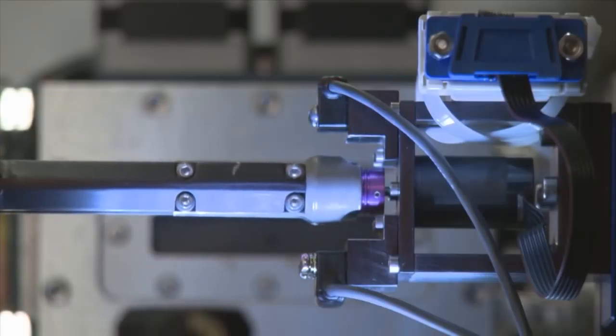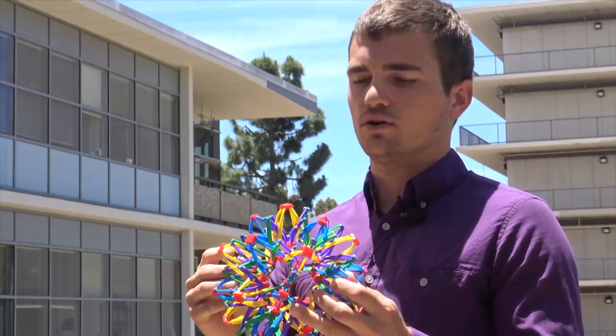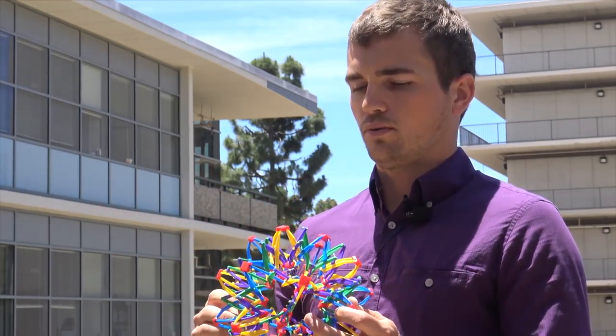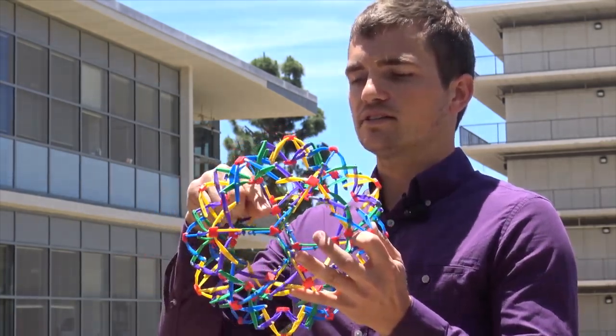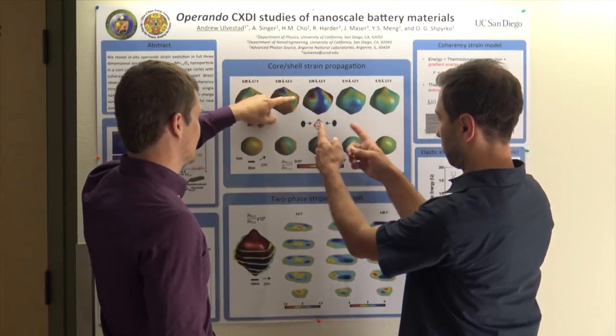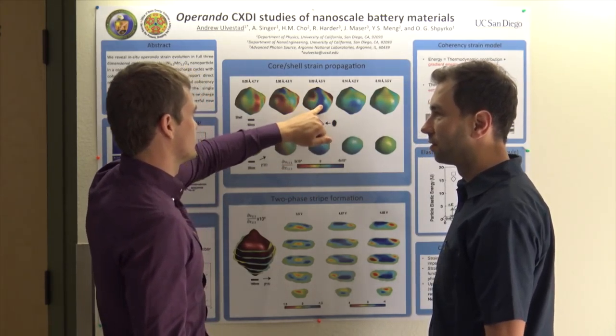Now, what we can see inside these particles is we see not only their shape, so we can tell if they're spherical or if they're cube or pentagon, for example, but we also see how the atoms on the inside are displaced from their equilibrium positions, so we call this the strain. And so we can see how the strain changes depending on what's happening inside the nanoparticle.